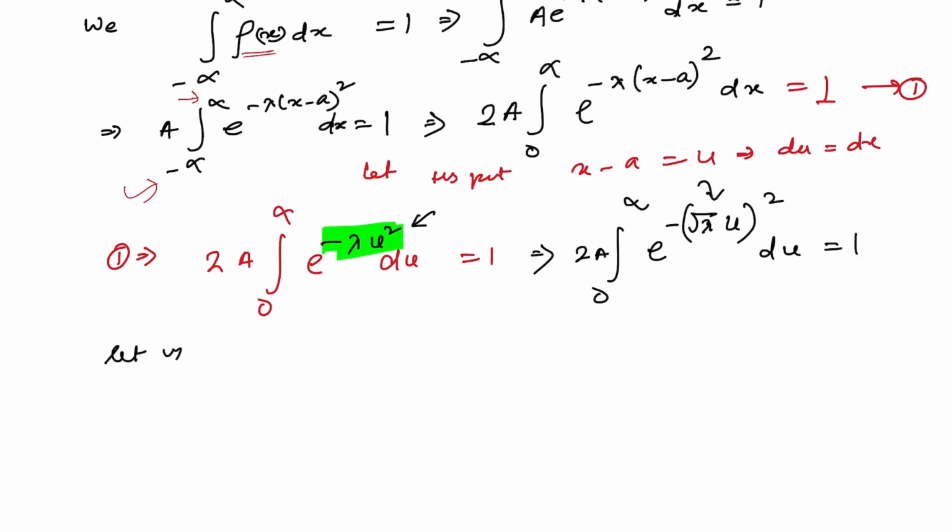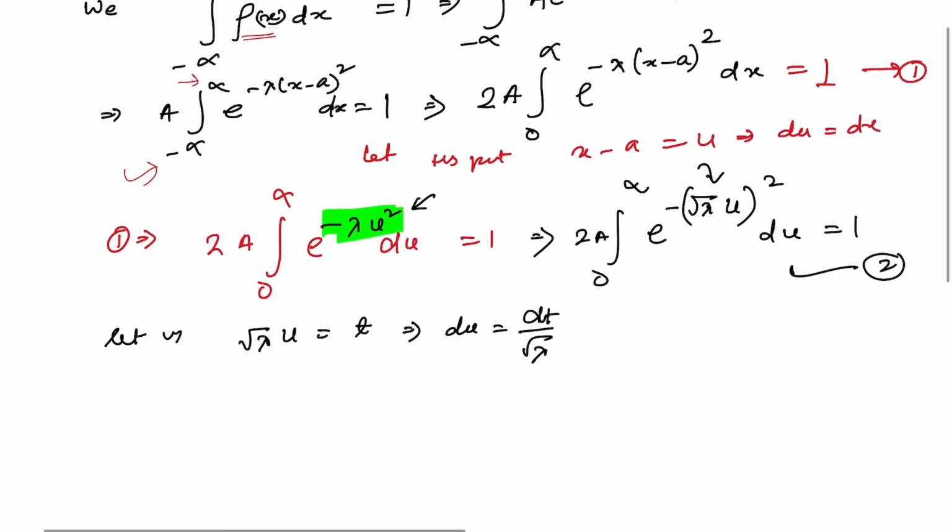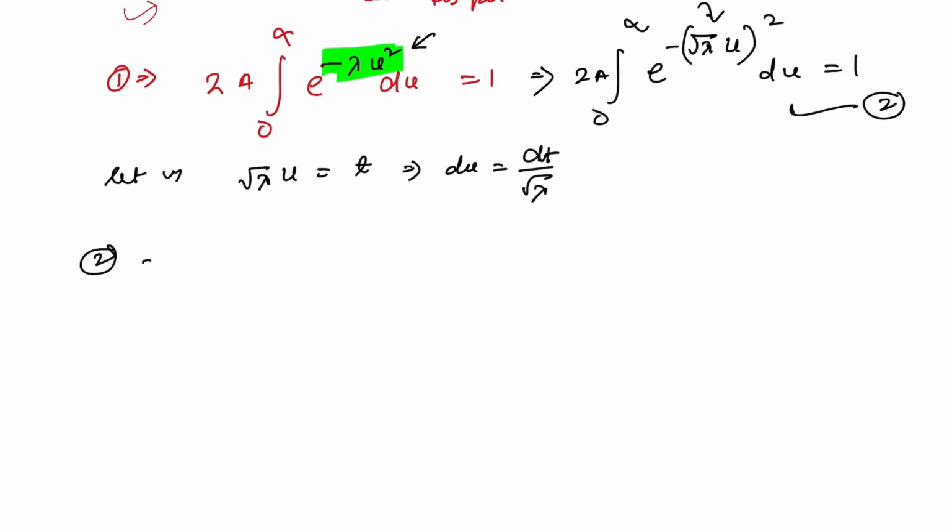Now again, let us consider that root over lambda into u be suppose t. In that case, du will be dt by root lambda. So then, suppose this is equation number 2, equation number 2 implies twice a, integral from 0 to infinity, e to the power minus t square dt by root over lambda is equal to 1.